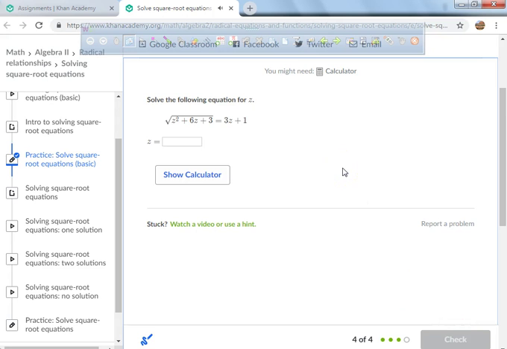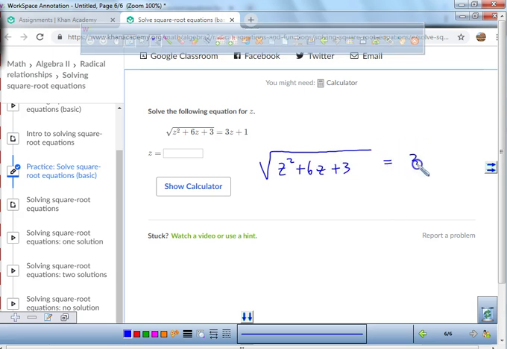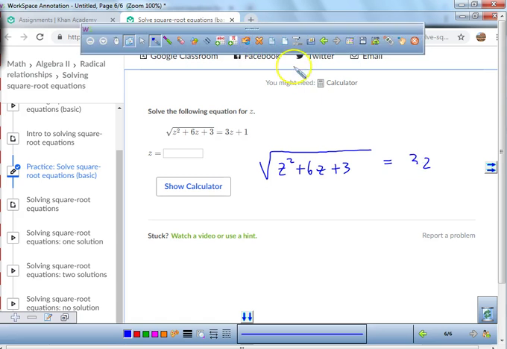All right. Last problem. You guys are going to be working on your own. Z squared plus 6z plus 3 equals 3z plus 1, all under a radical. Good job again.